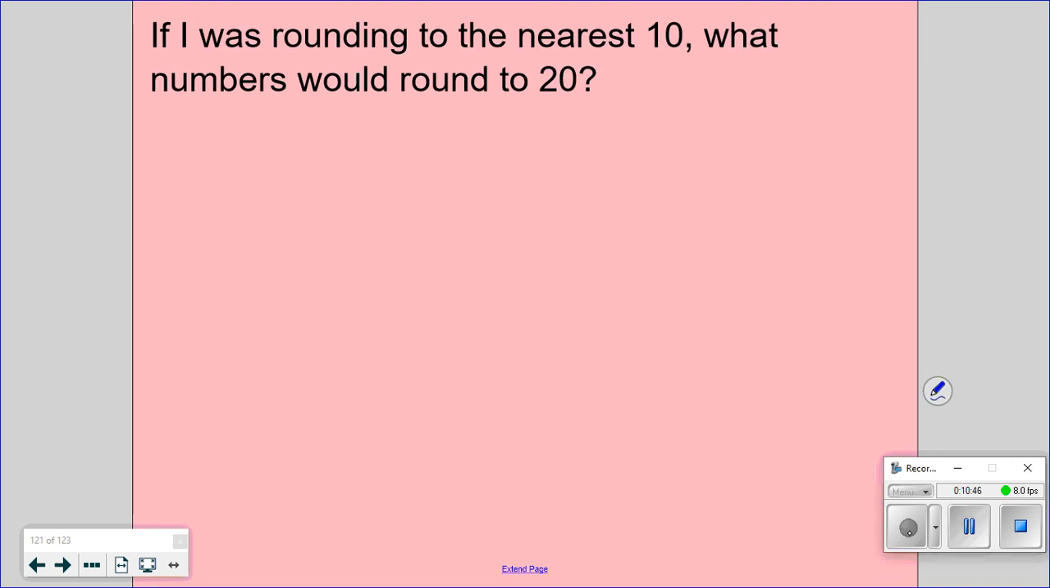If I was rounding to the nearest 10, what numbers would round to 20? How could I figure that out? How am I gonna figure that out, Harper? Okay. What am I gonna put on my number line? Is my ending number gonna be 20? So this is gonna be tricky. I do recommend a number line, but we don't really have any good ending numbers or starting numbers. Let's go ahead and draw a number line.